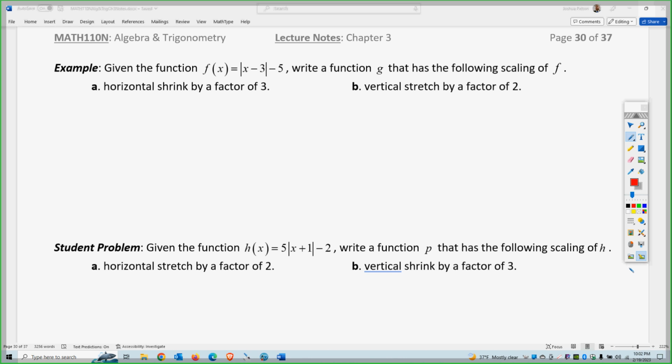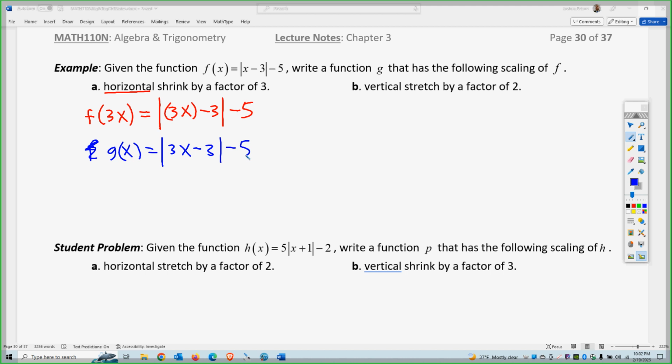Okay, so let's take the f of x function and shrink by a factor of 3 horizontally. That's f of 3x. It's horizontal, so it's on the inside, it affects the x, and it's counterintuitive, so I'm going to multiply by 3, not divide. So I'm going to have the absolute value of 3x minus 3, absolute value, minus 5, because I'm replacing x with 3x. Therefore my new function, which we're calling g, g of x, is the absolute value of 3x minus 3, absolute value, minus 5.